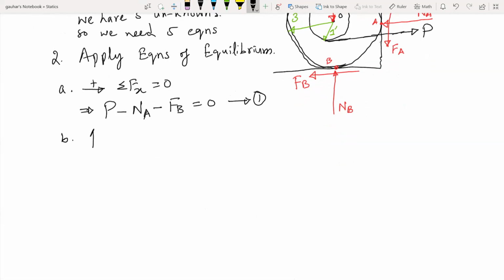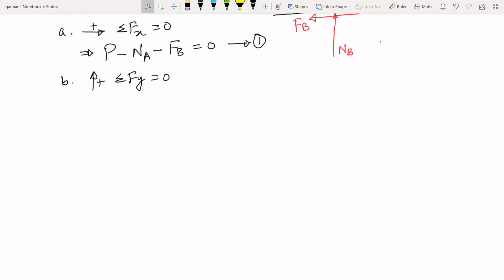Next, let's do summation of forces in y directions equals to 0. Let's do that. How many forces in y direction? We have N sub B, we have negative F sub A, and we have a negative 300, which is the weight of this spool, equal to 0. Again, NB and FA are unknown, so let's call it equation 2.